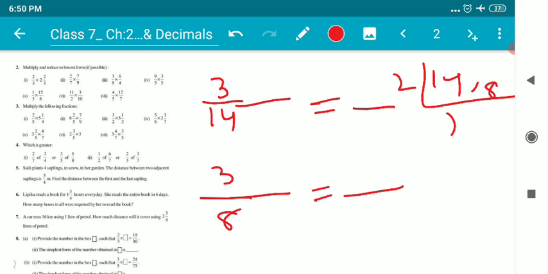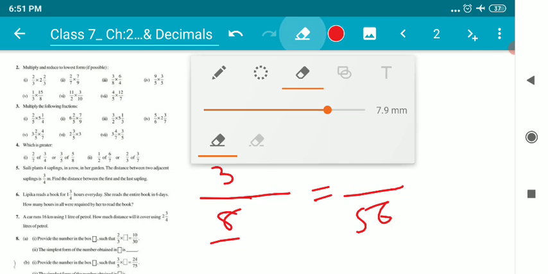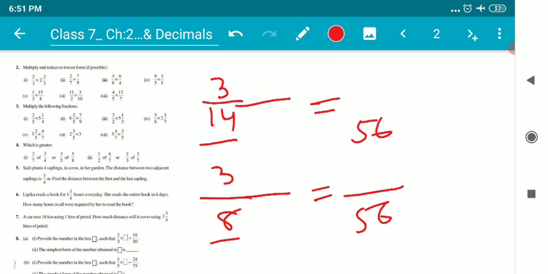So 2 7s are 14, 4 2s are 8. So if you multiply 4 7s are 28 into 2, it's 56. So LCM of 14 and 8 is 56. So I'll write 56 here, I'll write 56 here. Now children, what we have to do? We have to just make them equal or equivalent fractions.